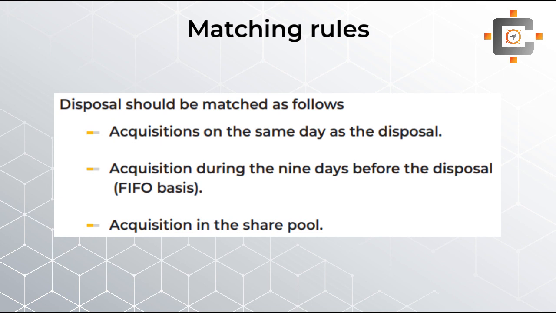Students, you can see on the screen that point 1 is the same: you have to check whether you have made any acquisitions or purchases on the same day. The last point is also similar; it is from the share pool. But the second, middle point is different. In normal individual CGT, we used to check the purchases in the following 30 days, but over here we have to check the acquisitions made in the last 9 days on a FIFO basis. So there are minor differences in the matching rules, students, that you have to keep in mind.